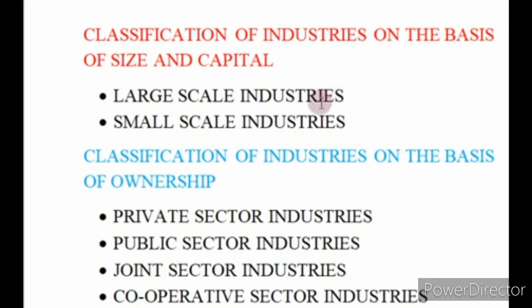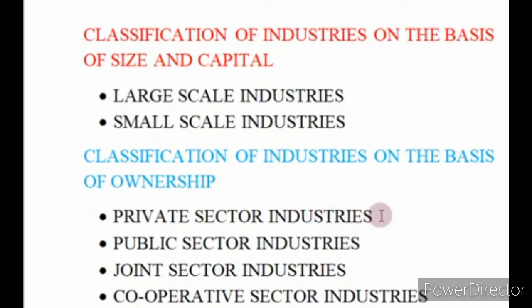Large-scale industries. If the capital required for the establishment of an industry is more than 1 crore, the industry is called a large-scale industry. Iron and steel, oil refineries, cement, textile industry, etc. Small-scale industries. If the capital required for the establishment of an industry is less than 1 crore, the industry is called a small-scale industry. Classification of industries on the basis of ownership.